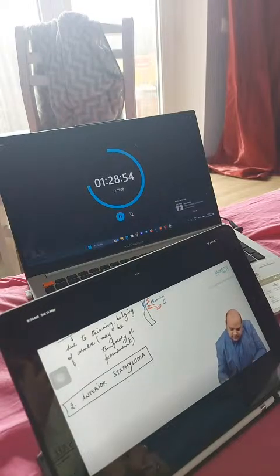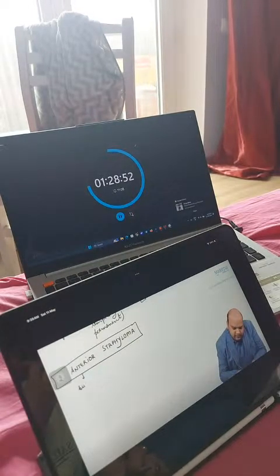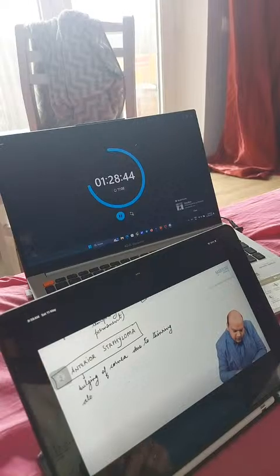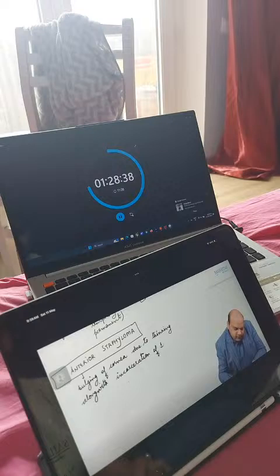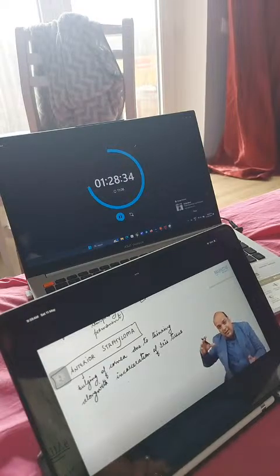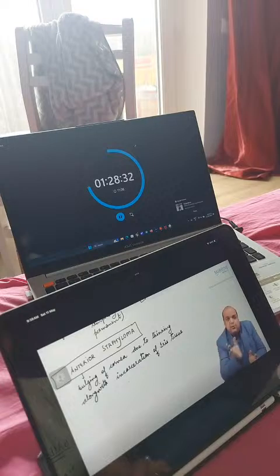So see what I am writing, everybody. Anterior staphyloma, bulging of cornea due to thinning along with, I hope you understand the difference here, along with incarceration of iris tissue. Yes, the cornea is bulging, but along with that, some of the iris tissue is coming along with it. So the iris is also getting bulged. So cornea and iris incarcerated together and bulged together, anterior staphyloma.